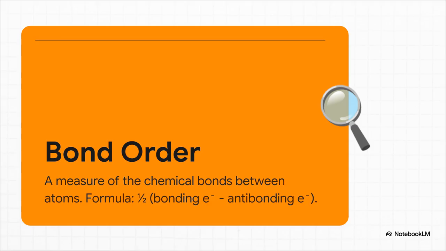To put it simply, it's just a way to measure how many chemical bonds are holding two atoms together. And the formula to find it is beautifully simple. It's 1/2 of the bonding electrons minus the antibonding electrons. You can think of it like this: bonding electrons are the glue holding the atoms together, while antibonding electrons are literally trying to push them apart. So when you subtract the push from the pull, you get the real strength of the bond. This little equation is going to be our key to everything.